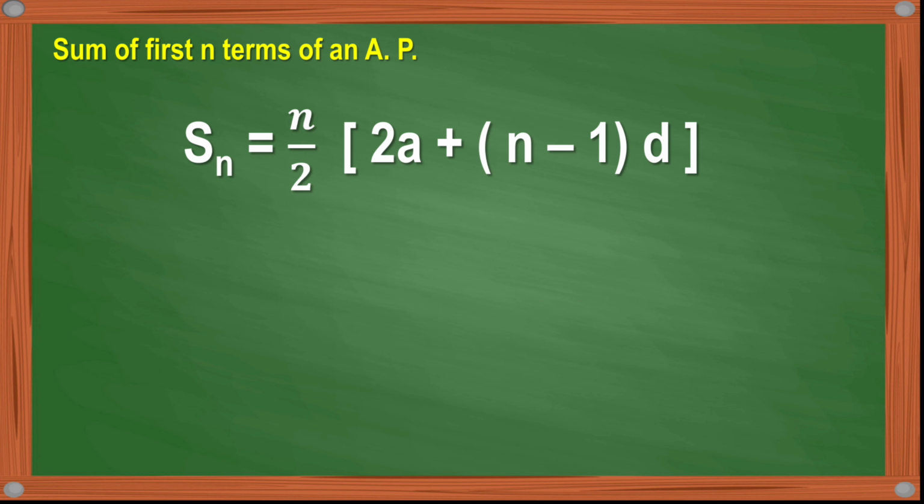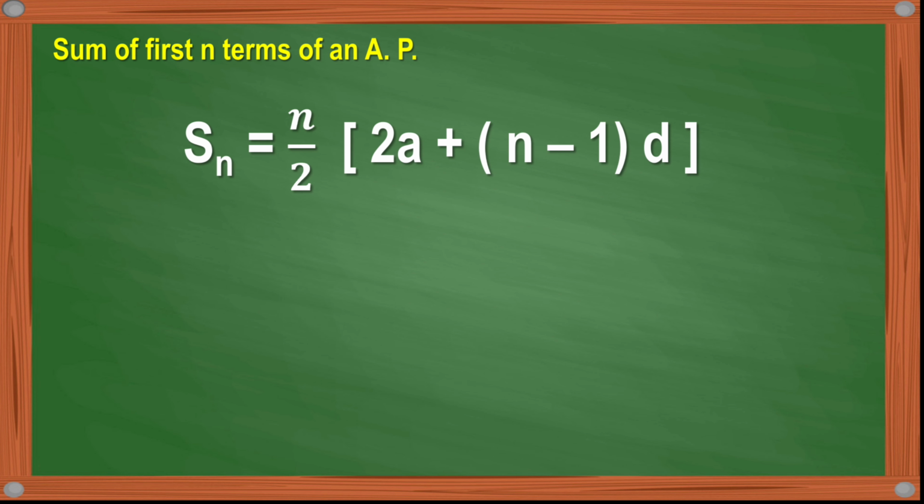In our last session, we learned about the nth term of any arithmetic progression, which is given by the formula Tn = a + (n - 1)d. The next topic of this chapter is the sum of the first n terms of an AP. Sum means addition. This is given by one formula: Sn = n/2 (2a + (n - 1)d).